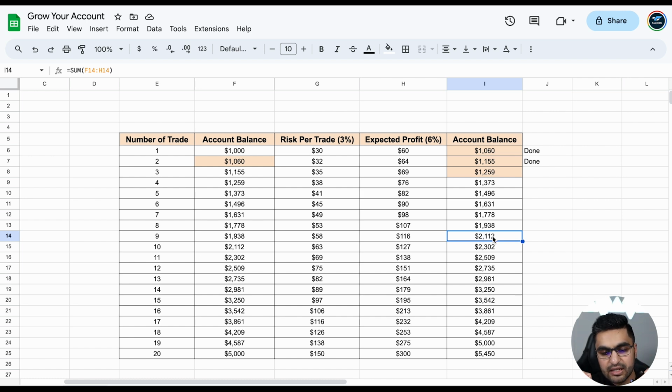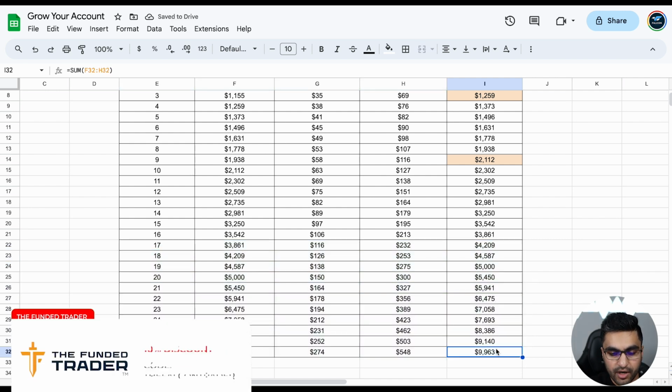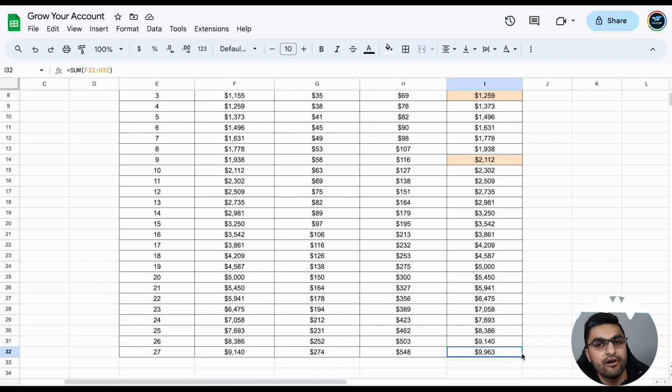Now, after 9 consecutive wins, let's say, your account will be doubled. It's gonna be at $2,112. Now, understand, it's gonna take you 9 consecutive wins to go from $1,000 all the way up to $2,000. But from $2,000, it's only gonna take you 5 trades to go from $2K to $3,000. And it's gonna take you only 8 trades to go from $2,000 all the way up to $4,000. And if we just continue this, after your 27th trade, you will have approximately $10,000 in your account. Now that's basically level 27.